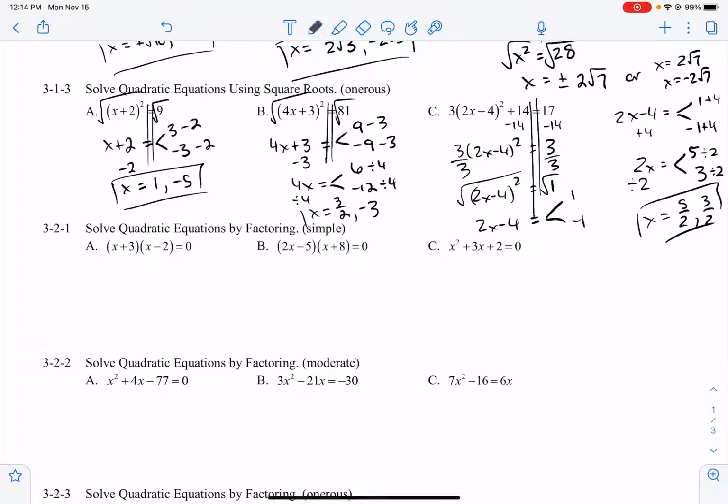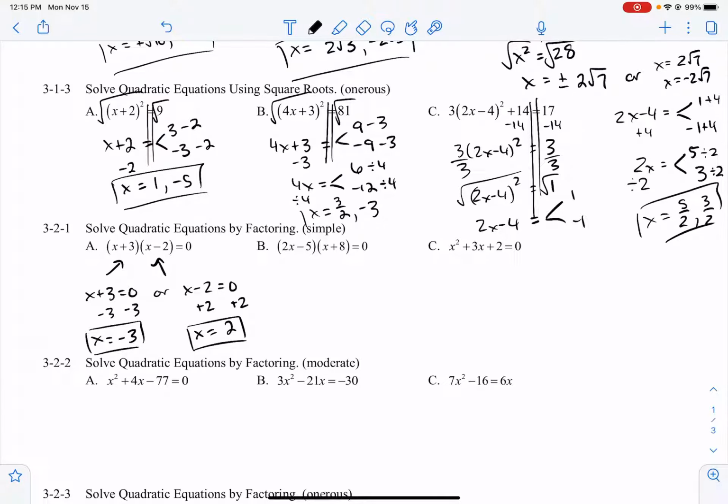The nice thing is on these first couple examples, they've already set 2 parentheses for you. I already know what my parentheses are, so all I have to do is x plus 3 equals 0 or x minus 2 equals 0. Because if I multiply them together and I want to get 0, one of them has to be 0. So if I minus 3 on this one, x equals negative 3 is one answer. And if I add 2 on both sides for this one, x equals positive 2.